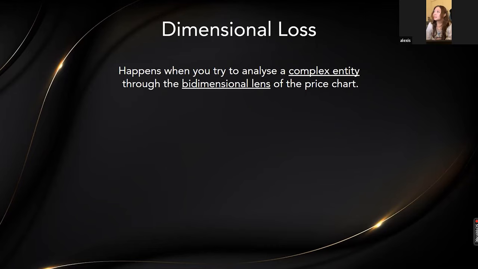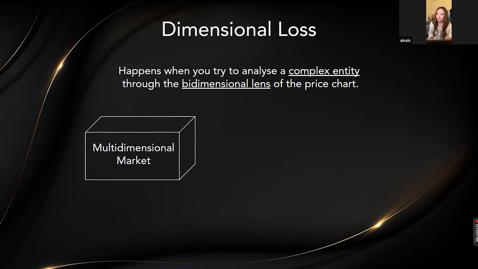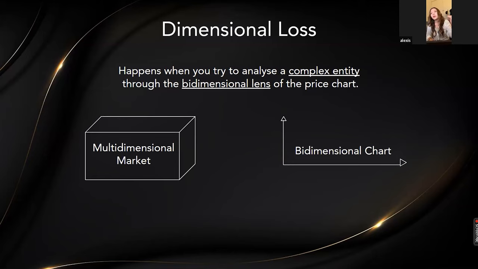All right, so to start, let us first understand the concept that we experience dimensional loss when we try to approach the market, because dimensional loss happens when you try to analyze a complex entity through the dimensional lens of the price chart. The financial market is complex and multidimensional, but our only way to perceive it is through the two-dimensional price chart with your y-axis and x-axis showing price changing over time. In between these two is where the dimensional loss occurs.